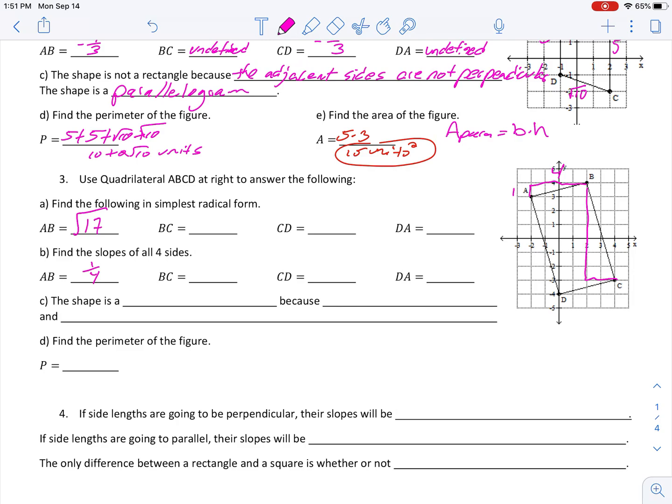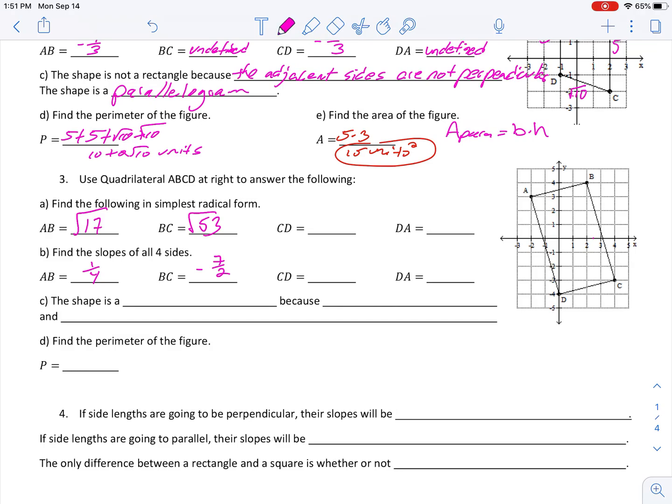BC. I'm going to just drop it down and over. I dropped it down 1, 2, 3, 4, 5, 6, 7, and I went over 1, 2. Now, 7 squared plus 2 squared is 49 plus 4, which is the square root of 53. Simplify it if you can. You cannot. And I went down 7, so that's a negative 7 over 2, and I ran 2.